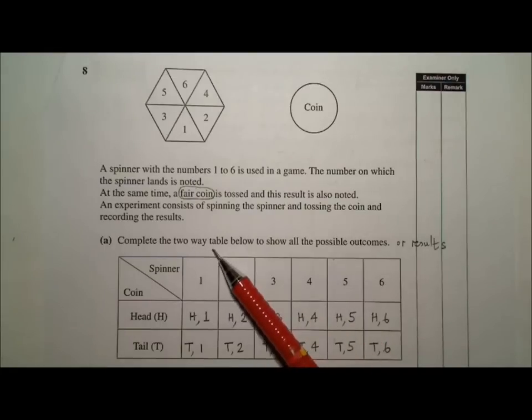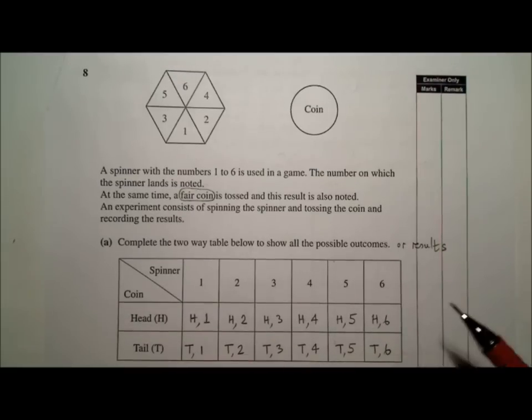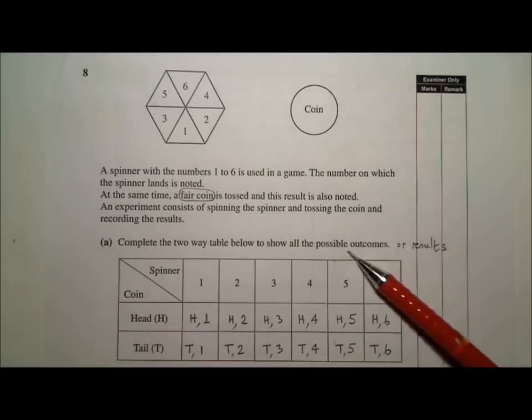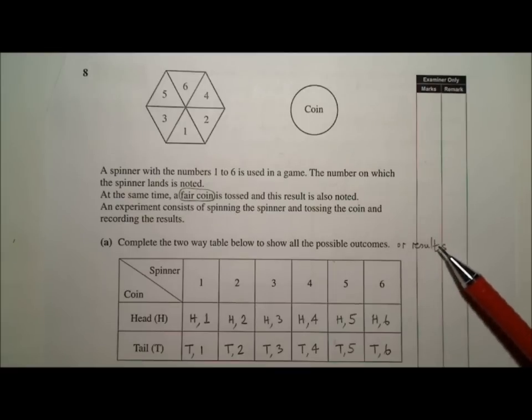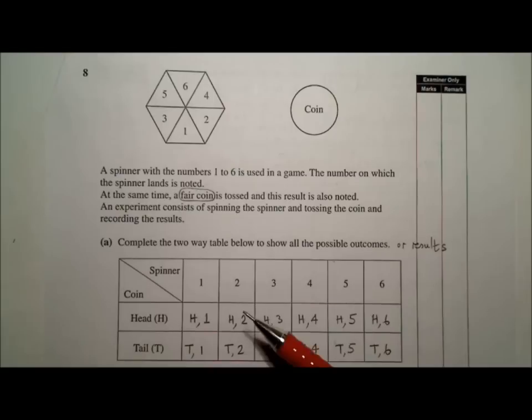They call it a two-way table. Also in maths it's called a sample space diagram. Either way, hopefully you can remember how to fill in all the possible outcomes or the results whenever you spin the spinner and toss the coin. So here we've got all this row here is all where we're getting a head on the coin. So you can get a head on the coin and a 1 in the spinner, head on the coin and a 2 in the spinner, and so on.